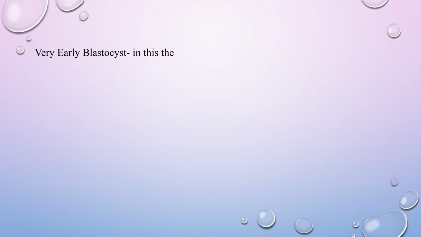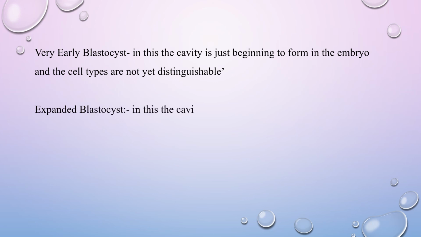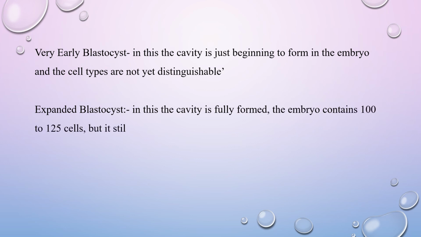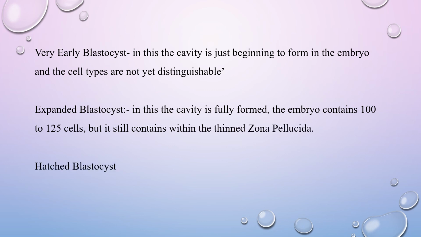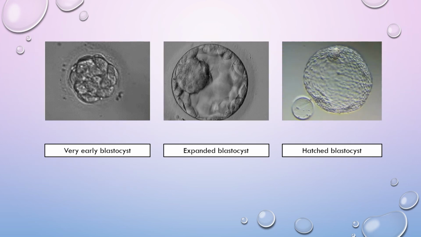Very early blastocyst: in this, the cavity is just beginning to form in the embryo and the cell types are not yet distinguishable. Expanded blastocyst: in this, the cavity is fully formed. The embryo contains 100 to 120 cells, but it is still contained within the thin zona pellucida. Hatched blastocyst: in this, the embryo is outside of the zona pellucida and contains upwards of 150 cells. In this picture, the very early blastocyst, the expanded blastocyst and the hatched blastocyst are seen.